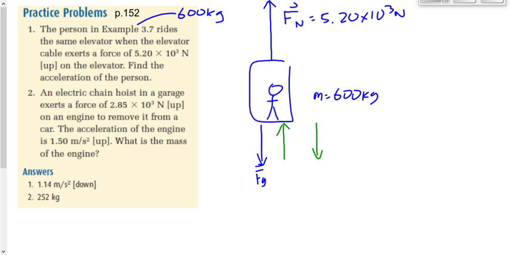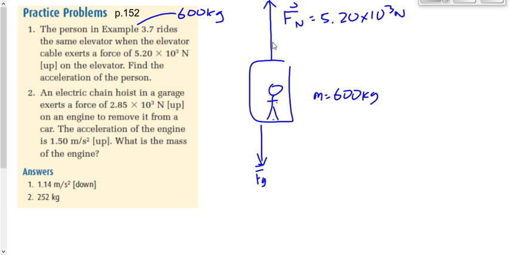Now, we used the force of the elevator floor in a previous question, but that's because we weren't analyzing the elevator itself. We were analyzing the person inside. The elevator floor does push on the person inside, but it doesn't push on the system, the whole thing. It's kind of like an internal force. This is what we've got. That's all we've got.